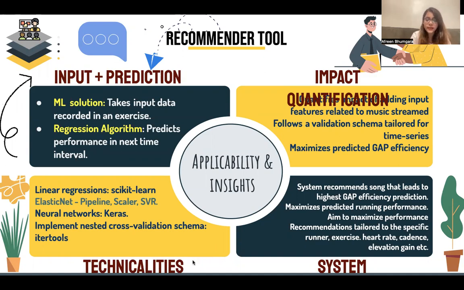And these are the different technicalities that I will be implementing. So the neural networks will be Keras, and I will implement nested cross validation schemas. And the system recommends a song that leads to the highest GAP efficiency prediction so that the user can have the highest running performance. It maximizes the predicted running performance, and it aims to maximize the overall performance during running and other sports activities. So the recommendations are tailored to the specific runner, exercise, heart rate, cadence, elevation gain, and other such features that are considered.